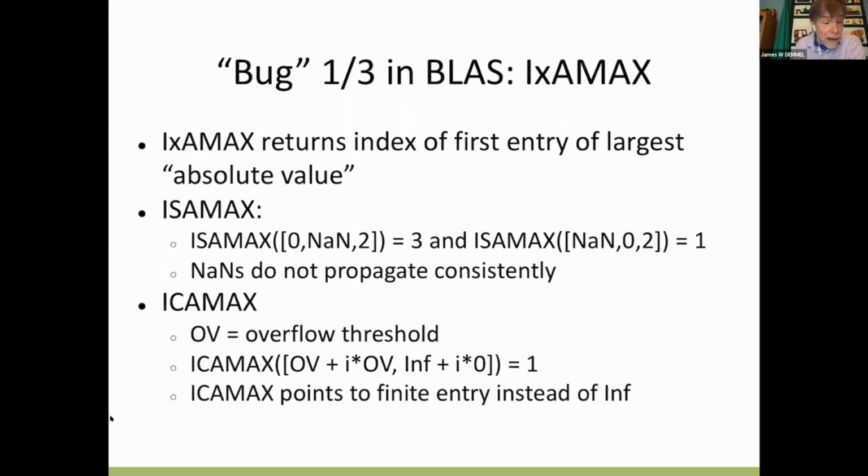And Isomax, the complex version, is even worse. If you put in a finite number that's close to overflow as the first entry and an infinity in the second entry, it'll tell you the finite number is the largest, not the infinite entry. So this is one example of a bug.